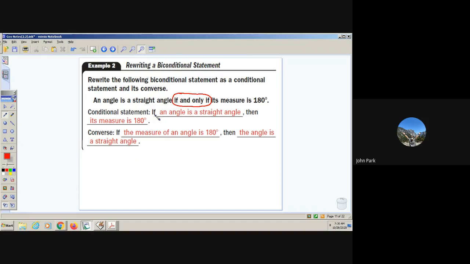So is this true? Yeah. If the angle is a straight angle, then its measure is 180 degrees. Well, that's true, right? And the converse, if the measure of an angle is 180 degrees, then the angle is a straight angle. Well, that's also true, right? So if they're both true, then that's what makes this biconditional statement true as well, right? So that's how we write the biconditional statement using the magic phrase if and only if. Just know that you can write two different statements out of that, the original conditional statement and the converse. And if they are both true, then that's what makes the biconditional statement true, right?